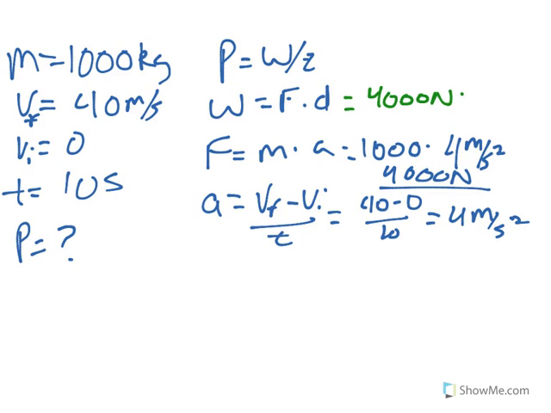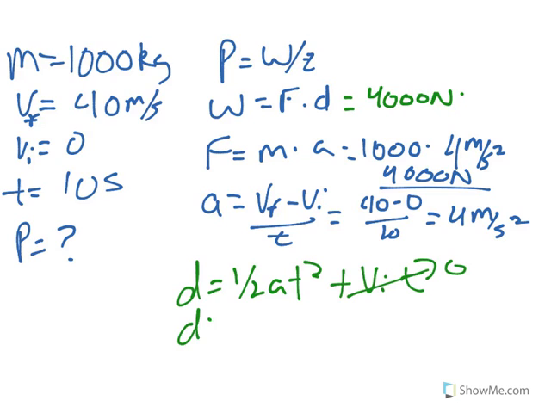Dadgummit, I still don't have the distance. So, I do have acceleration though. If you'll remember, d is equal to 1/2 at squared plus vit, and initial velocity is 0. d is equal to 1/2 times 4 times 10 squared, or d is equal to 200 meters.